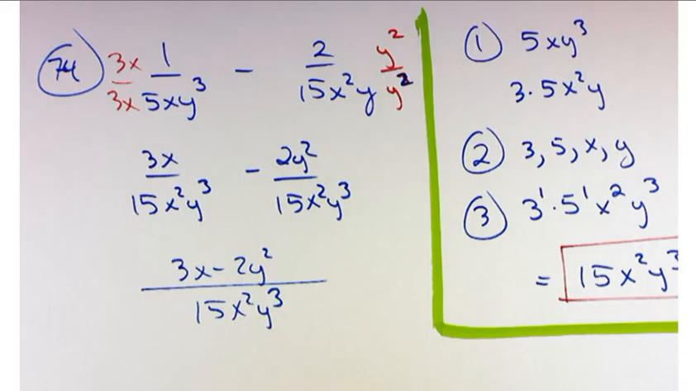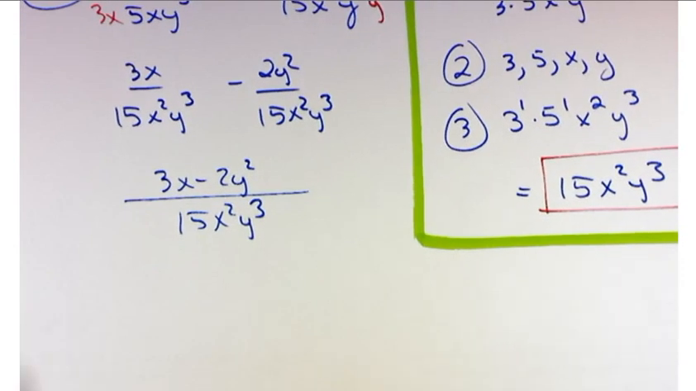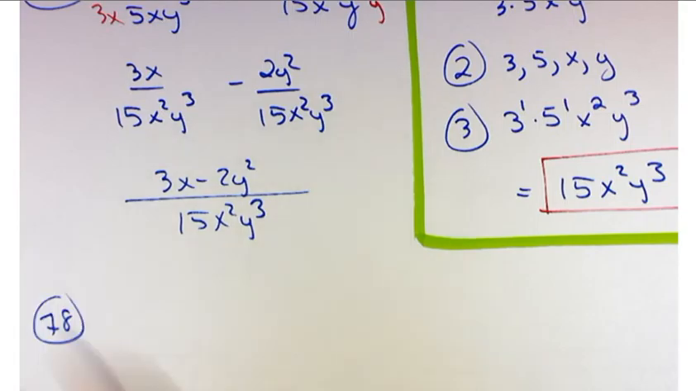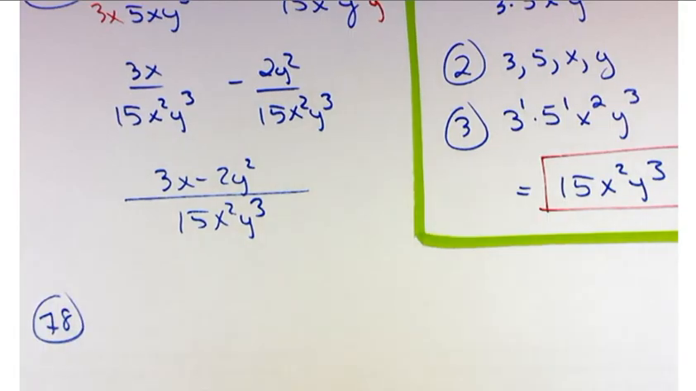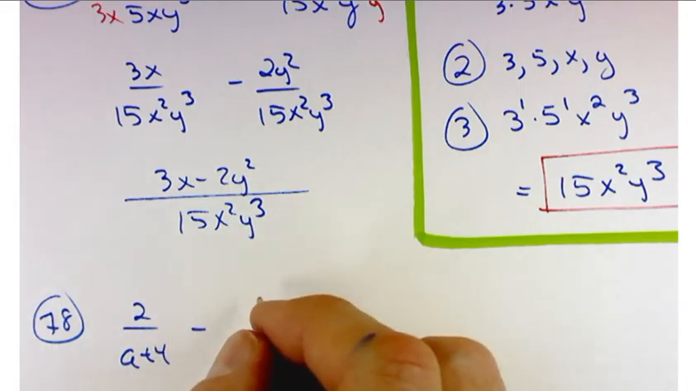Let's keep going with problem 78. Two over a plus 4 minus 6 over a plus 3.